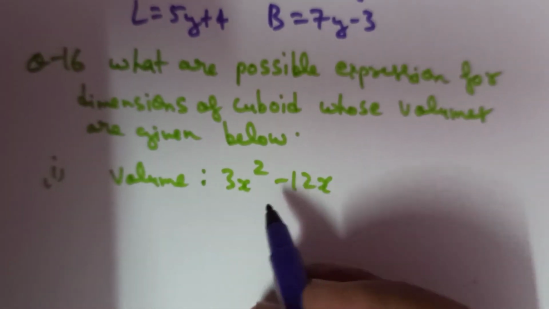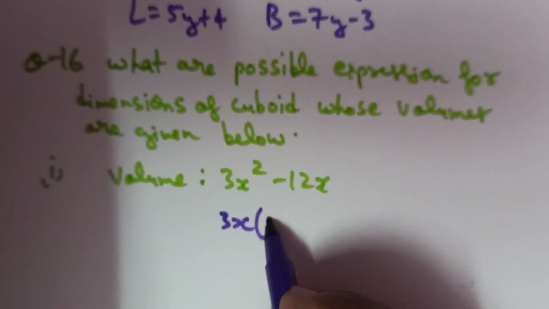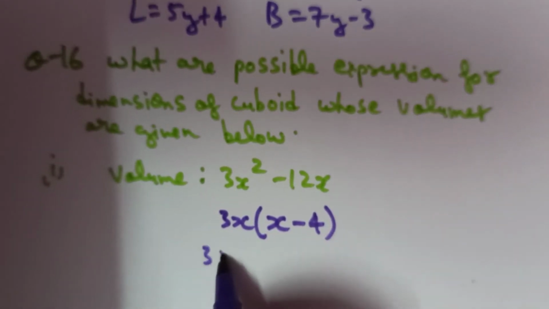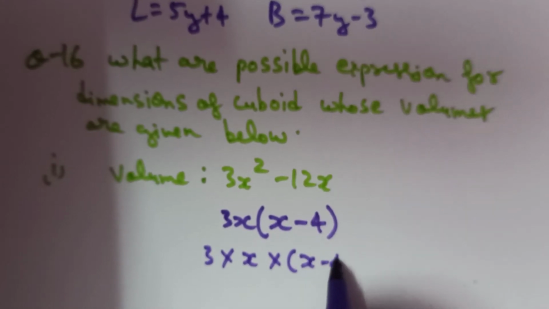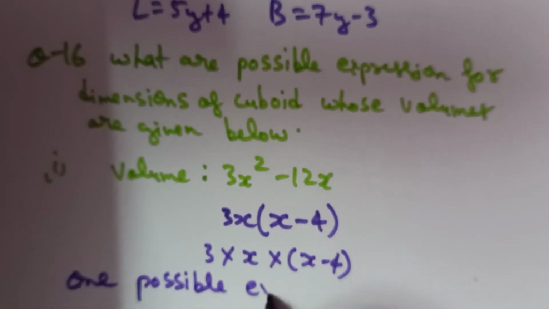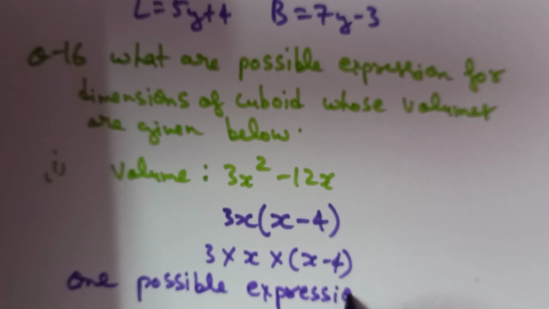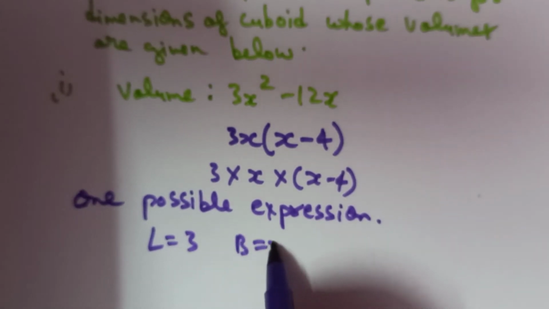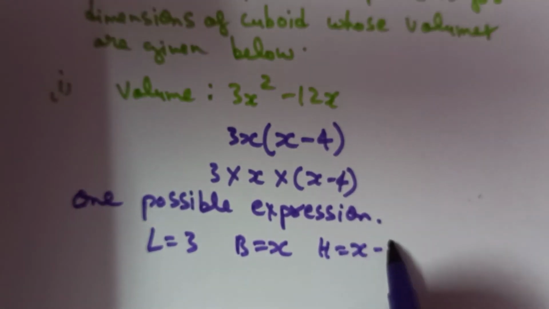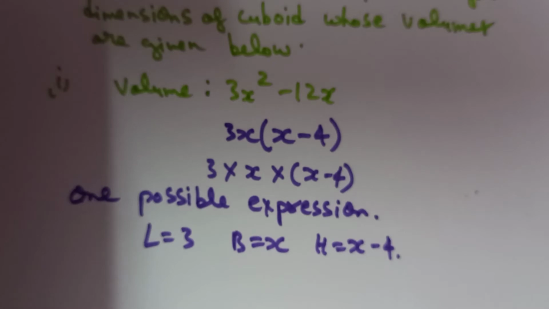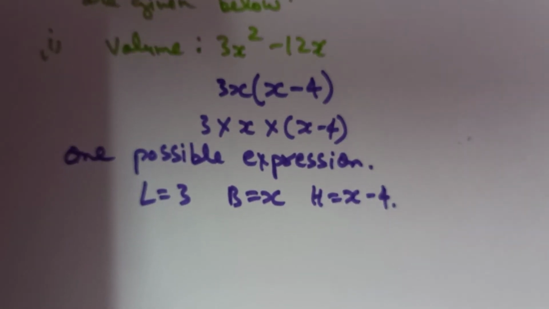So 3x square minus 12x, we can take 3x as common, so we get x minus 4. So that means we have got the three factors as 3 into x into x minus 4. So one possible expression for the length, breadth and height will be length is equal to 3, breadth is equal to x, and height is equal to x minus 4. Any of the three factors can be length, and the other factors can be breadth and height. So this is one condition. There may be other possible situations also.